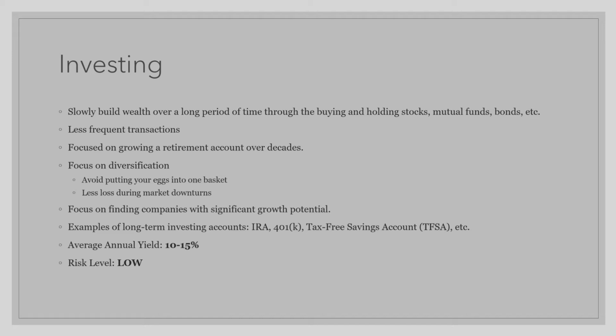In order to do so, you must diversify your portfolio. You do this by avoiding putting all of your eggs into one basket. And the reason for doing so is that if there is ever a market downturn, your portfolio does not suffer drastically as you have diversified throughout multiple industries. In order to be a successful investor, you must focus on finding companies with significant growth potential. You may want to find companies that are ahead of their time.